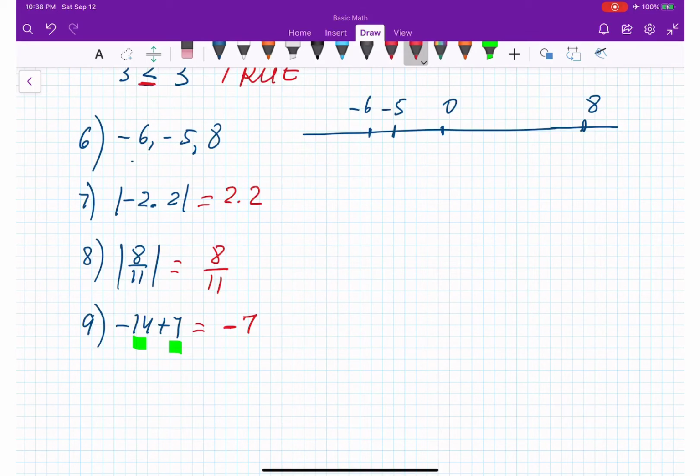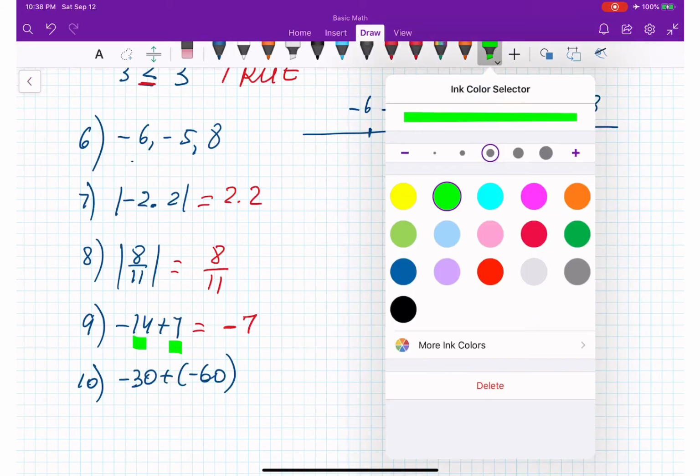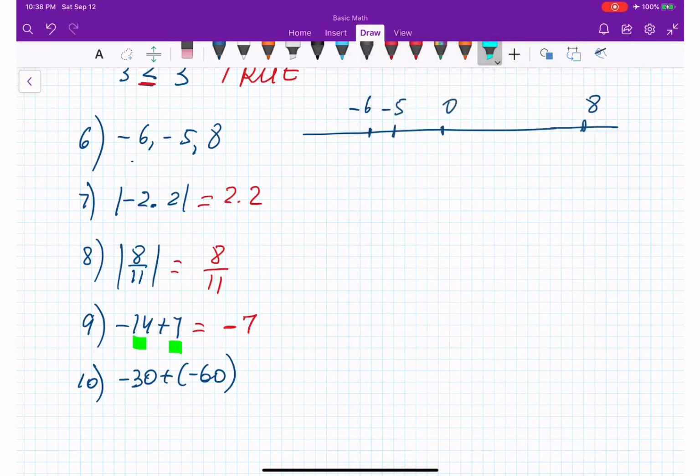Next one. Question number 10. Negative 30 plus negative 60. Now, in question number 9, let me explain one more time. If we have different signs, let's say here we have negative, and this is positive. If signs are different, we subtract, period. And we use the sign of the bigger number. So between 14 and 7, 14 is the bigger number, and 14 has negative, so we put negative.